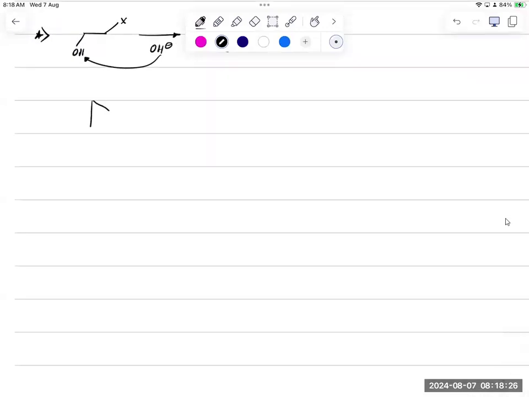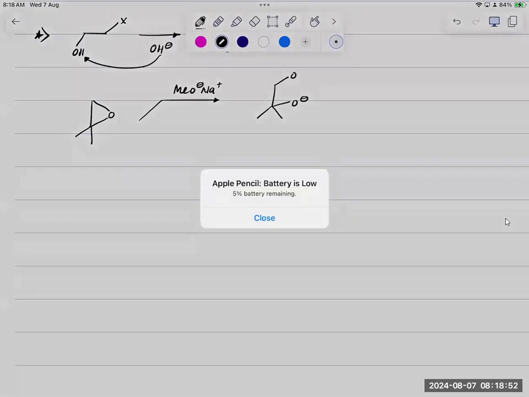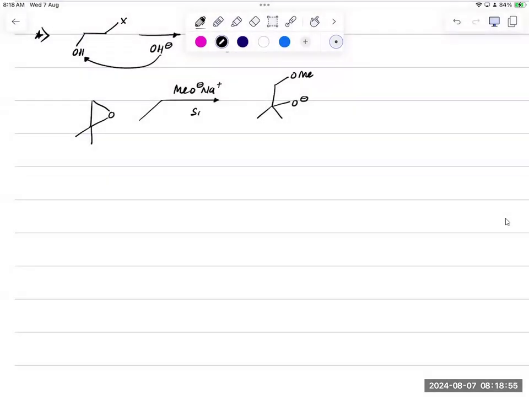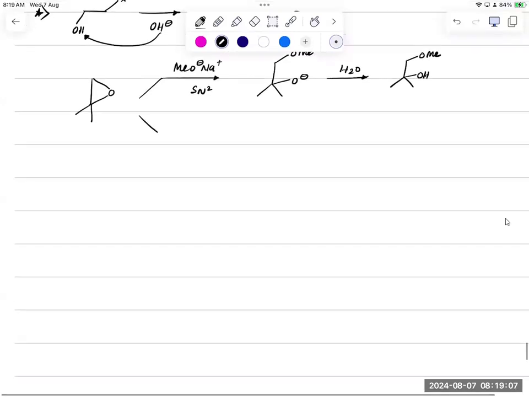Usually, whenever you have an epoxide, the typical questions revolve around substitution. Suppose you have two methyl groups on it, and I use MeO minus Na plus. That means a direct nucleophile is there. With a direct nucleophile, the attack will always happen on the less substituted side, a typical SN2 mechanism, followed by hydrolysis. So make this OH and OMe. This is how the hydrolysis will take place.